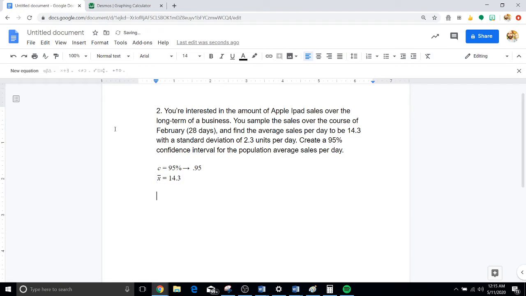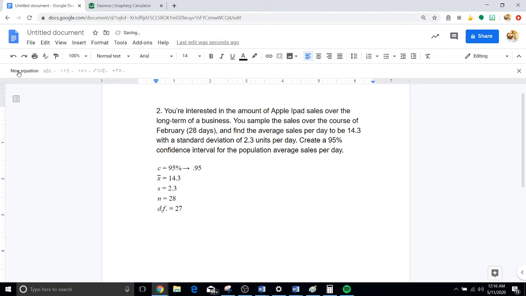We also know that we have a sample standard deviation. So our sample standard deviation is going to be denoted with the letter S, and that is going to be equal to 2.3. Okay, and it looks like our sample size, also known as N, is going to be equal to 28, since there are 28 days in February, unless it's a leap year, but this is clearly not because it says 28 days. And from our N, we can determine our degrees of freedom, also known as df, and that is going to be equal to N minus 1, in other words, 27.